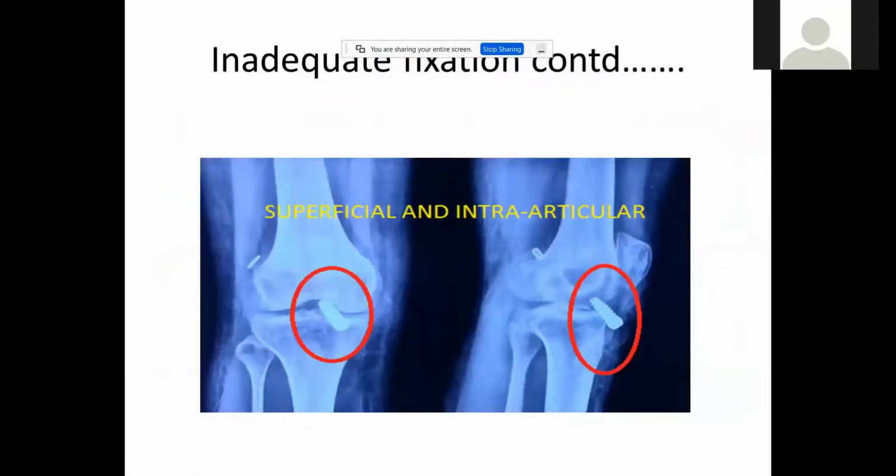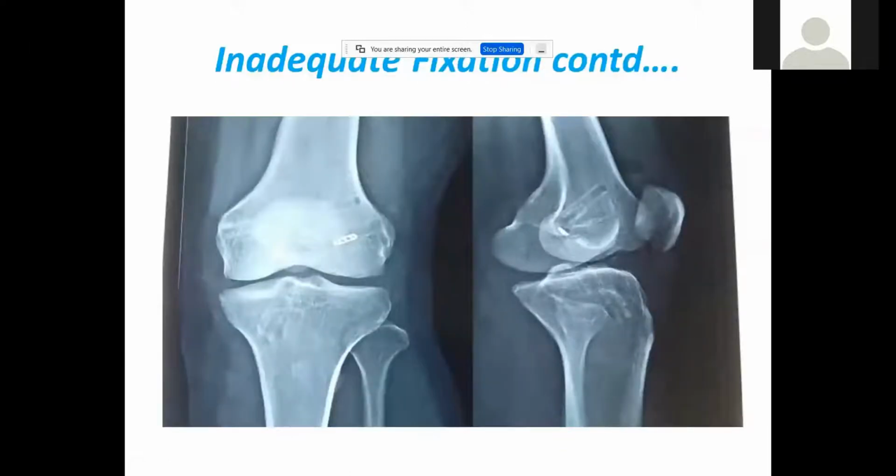You can see the inadequate fixation. Another example is the tunnel in the tibia. It's a superficial tunnel. It's not even in the bone actually. In this case, the tibial placement is outside the bone, or you can see how superficial it is, or the tibial tunnel has eroded. You can see this is inadequate fixation, and in the other one you can see the graft has an endobutton that is not flushed.